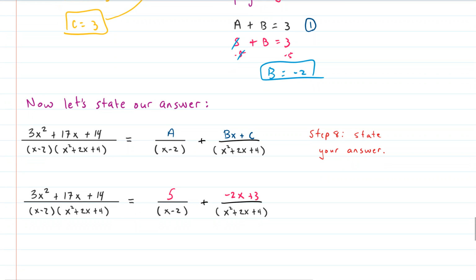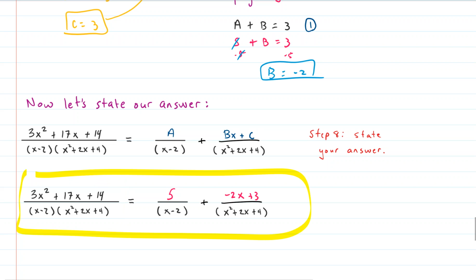We just found that this large rational expression, 3x squared plus 17x plus 14, all on the top, and in the bottom, quantity x minus 2 times quantity x squared plus 2x plus 4, can be decomposed into two smaller fractions that are added together. And those fractions are 5 over x minus 2 and -2x plus 3 over x squared plus 2x plus 4. So we have our answer.